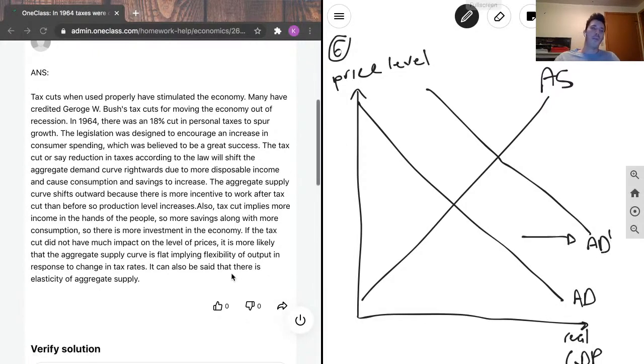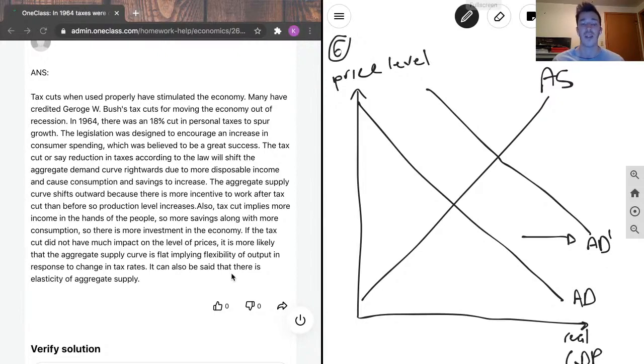Call that AD prime. Tax cuts, when used properly, have stimulated the economy. In 1964, there was an 18% cut in personal taxes to spur growth. The legislation was designed to encourage an increase in consumer spending, which was believed to be a great success. The tax cut will shift the aggregate demand curve rightwards due to more disposable income, causing consumption and savings to increase. The aggregate supply curve will shift outwards because there is more incentive to work after the tax cut, so production increases. Also, more savings along with more consumption means more investment in the economy.